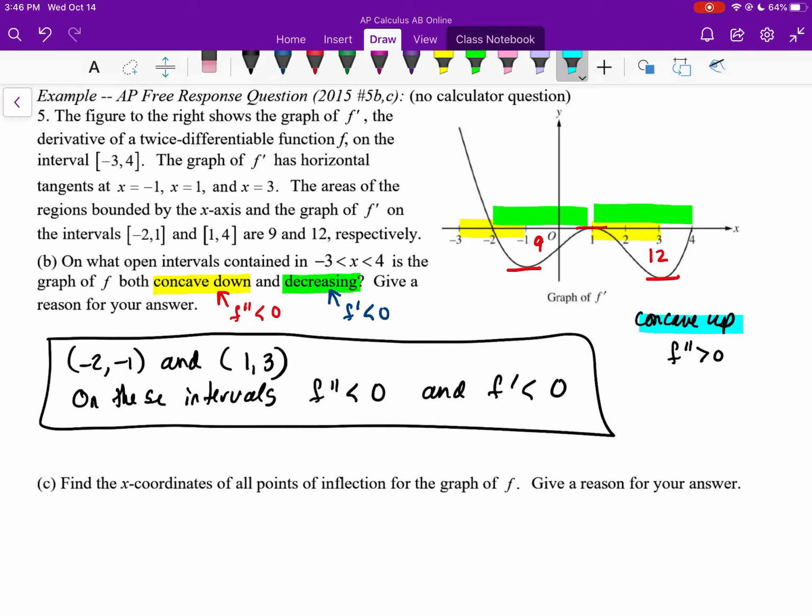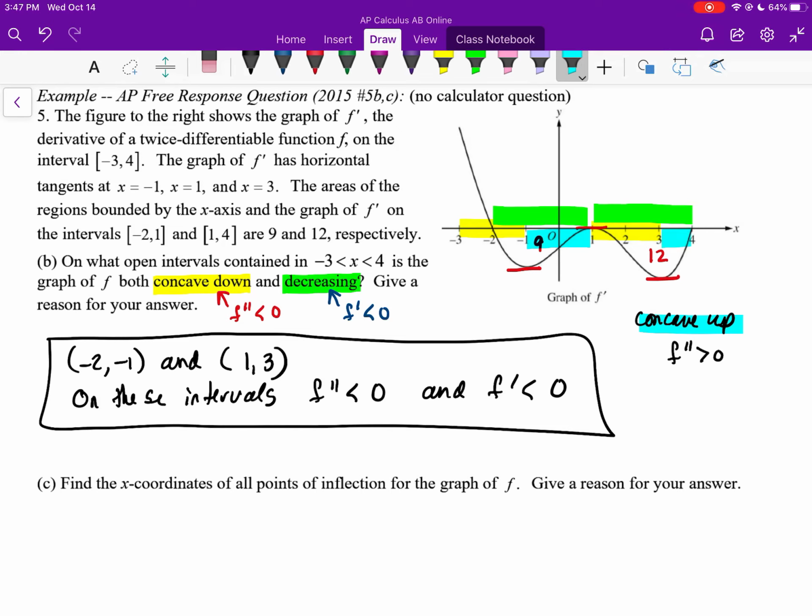How do you find the second derivative? It is the derivative of the first derivative. In this particular case, the derivative of the first derivative is going to be the slope on this particular graph. So in this particular region, my graph is concave up, and in this particular region, my graph is concave up.